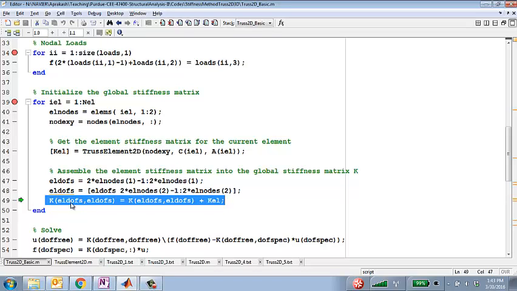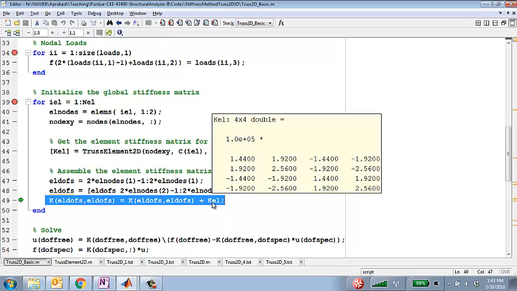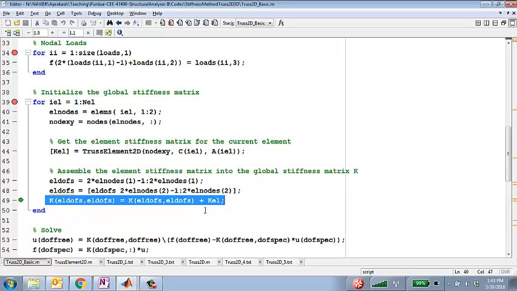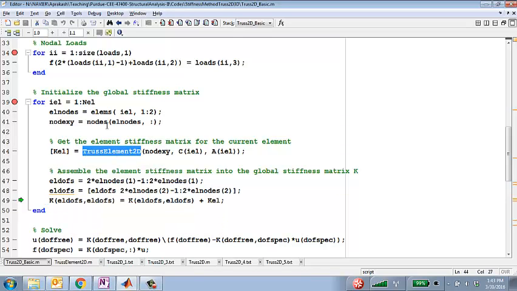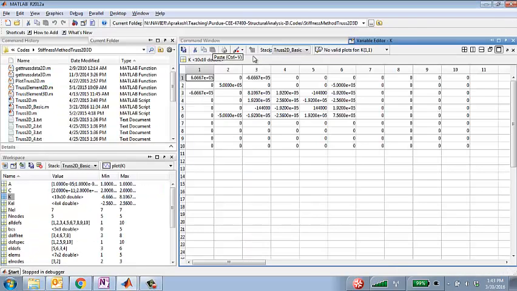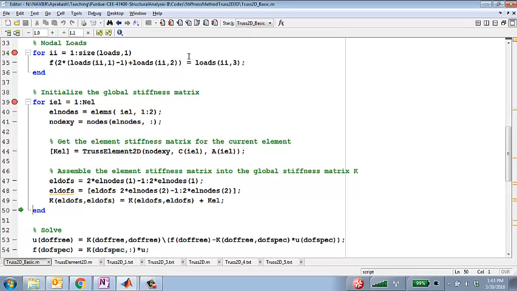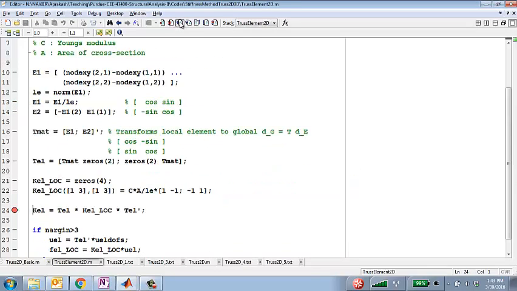This one line is where that gets assembled. So go to the right rows and columns which correspond to the degrees of freedom and add the current k element matrix that we got from that subroutine. So that's what we're doing here. I executed that statement and go back to this guy, and you can see clearly that matrix was just added to this system.